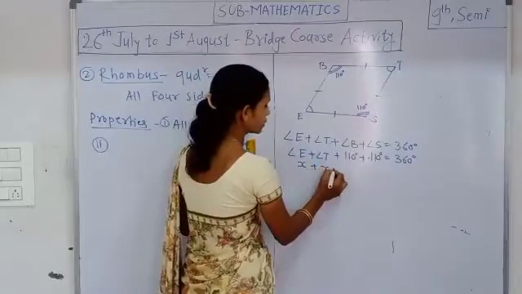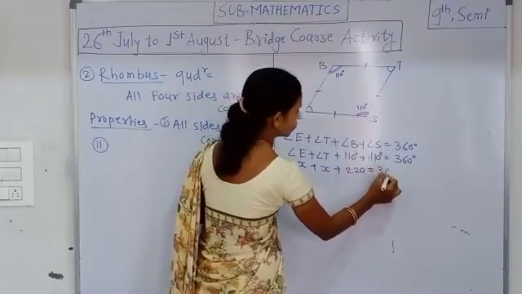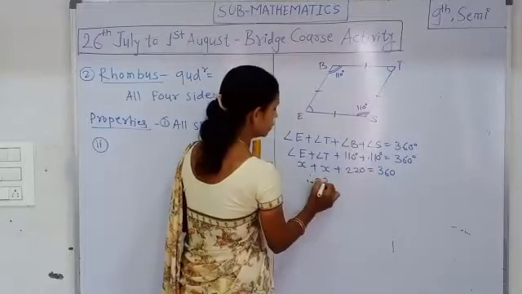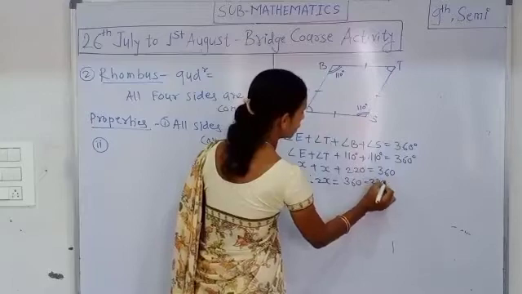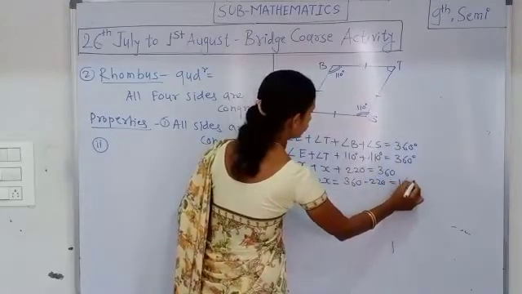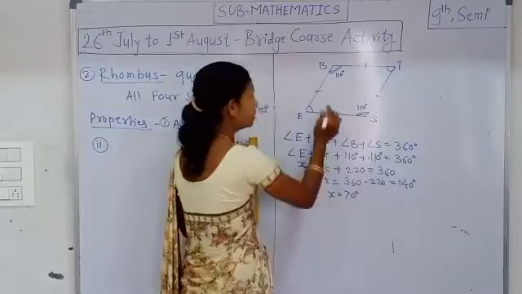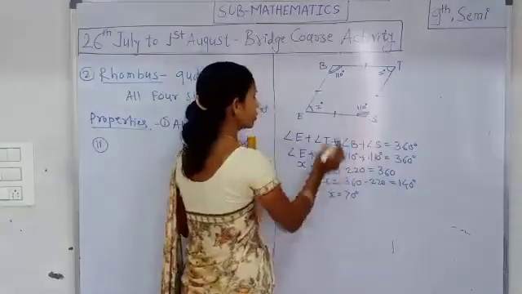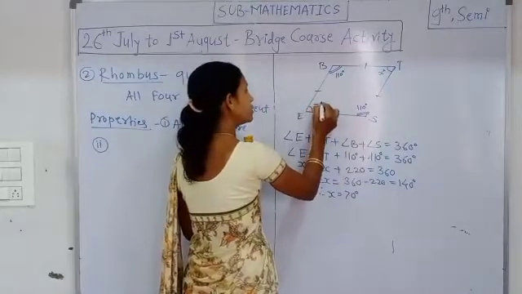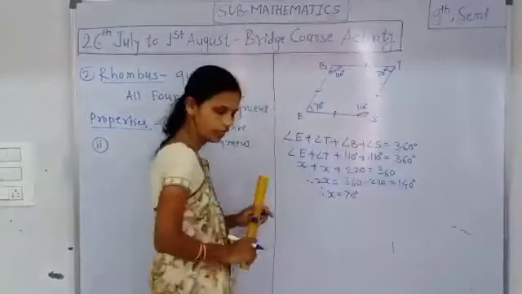Therefore, x plus 220 is equal to 360. Therefore, 2x is equal to 360 minus 220, that is 140 degrees. Therefore, x is equal to 70 degrees. That means those angles are x degrees. Therefore, angle E is 70 degrees as well as angle T is also 70 degrees.